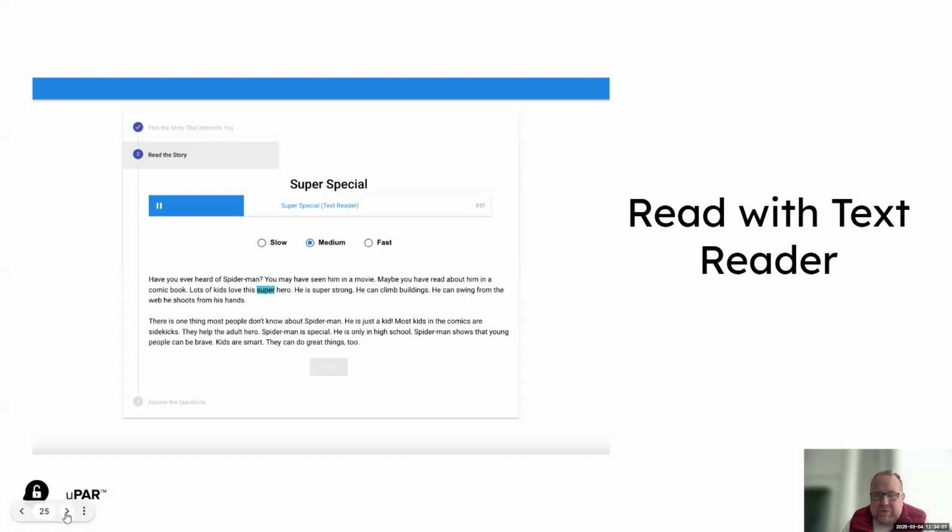To meet an individual student's needs, they can go back and have the passage read as many times as they would like, but once they're finished, they would hit the next button.